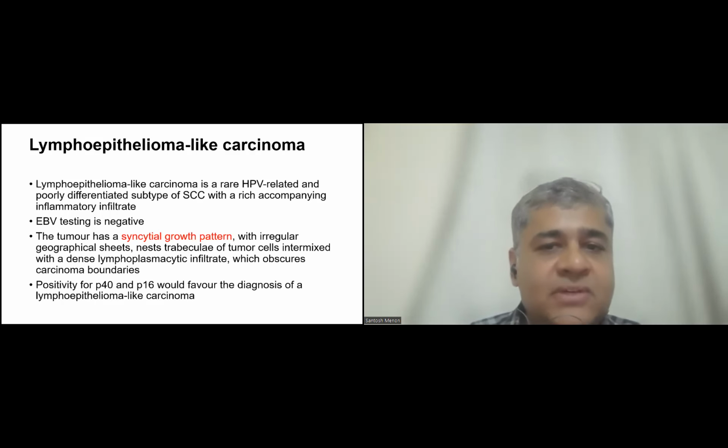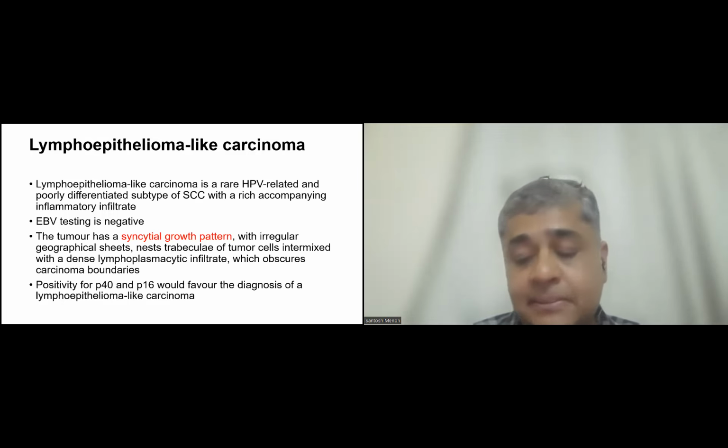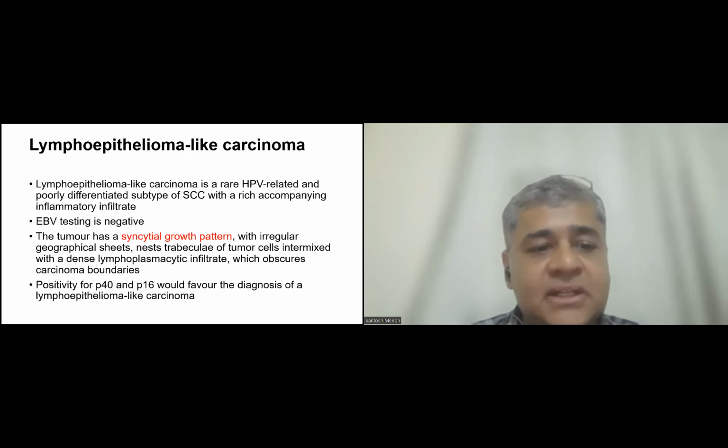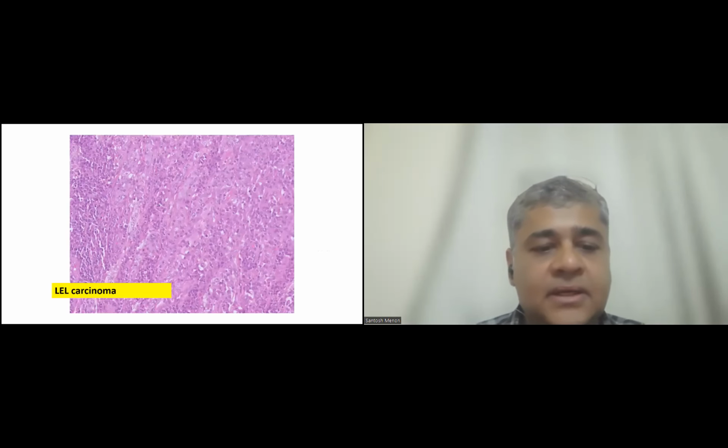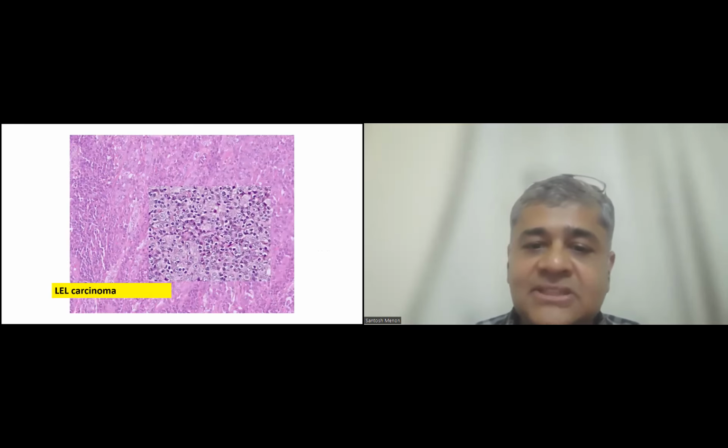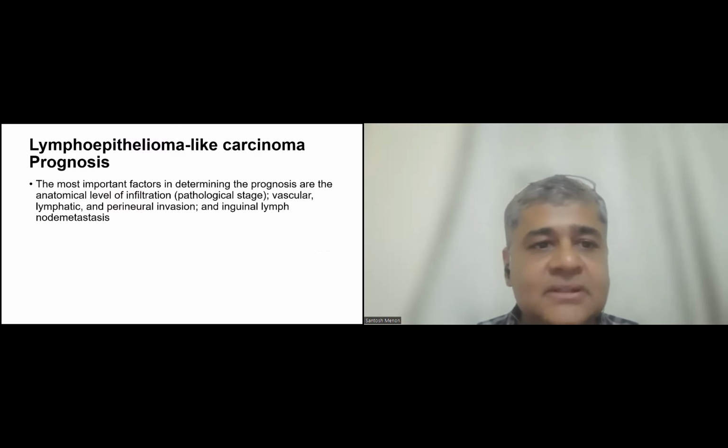The other type of HPV-associated cancer is the lymphoepithelioma-like cancer. The name itself is pretty much self-explanatory, but the tumor generally has a syncytial growth pattern with sheets and nests of tumor cells with a dense lymphoplasmacytic infiltrate. If you do a P16 or a keratin, you will find those tumor cells lying in between the lymphoplasmacytic infiltrate. Sometimes you may need to employ P40 and P16 to recognize these. So this is a lymphoepithelial-like carcinoma with a lot of lymphocytes scattered throughout the tumor, and they have a syncytial pattern. The borders of the tumor are not very clearly visible.